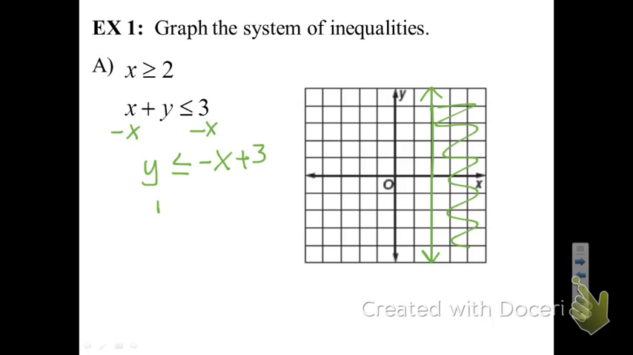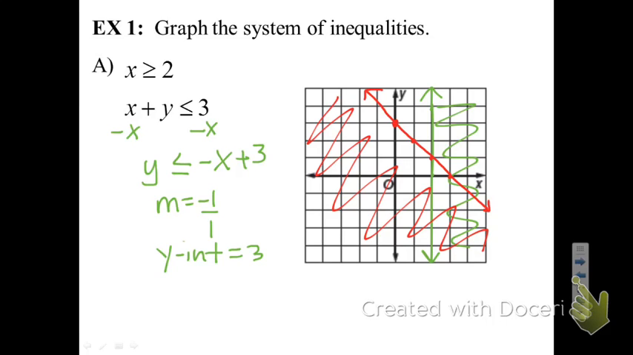Here you can identify the slope is negative 1 over 1. The y-intercept is 3. So to graph that, I'm going to change colors. And this says that we go up 3, and then we're down 1, over 1, down 1, over 1, down 1, over 1. It's a solid line because we have that less than or equal to, and because it is less than, we would shade below. And so the actual overlapping area, which is our solution, would be this area right here.